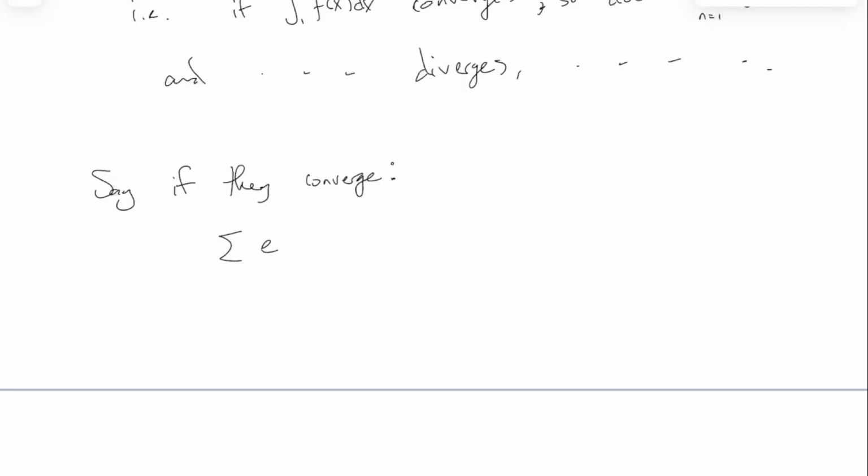So first one, the series e to the minus 3n, and the second one, the series n plus 1 over n to the 5. See what you think. The idea is you change it into that integral and then try to see if the integral converges or diverges.